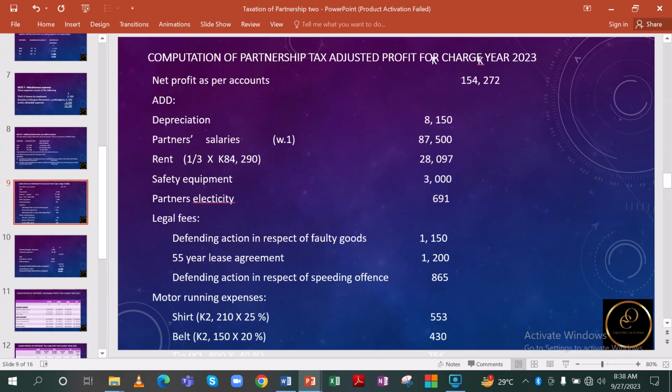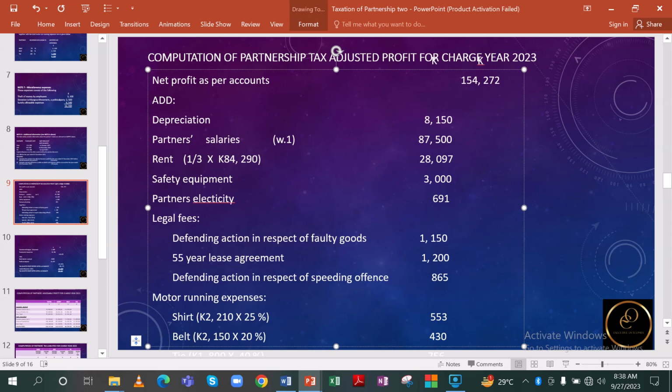Here we are. For Shet we have 2,210. Since 75% was used for business, the other portion was used for private, which is 25%. So 25% of 2,210 gives you 553. Similarly, Belt used the car 80% for business, which means the 20% balance was used for private, so that is also added back.